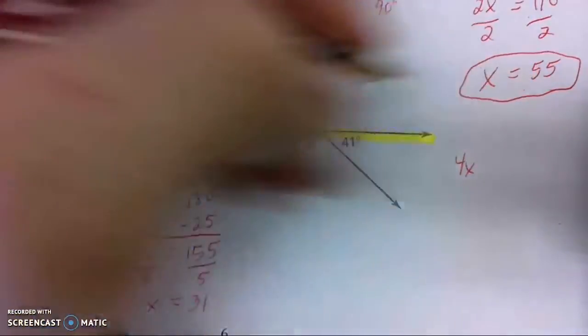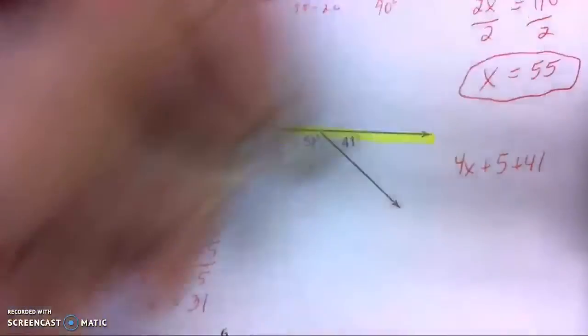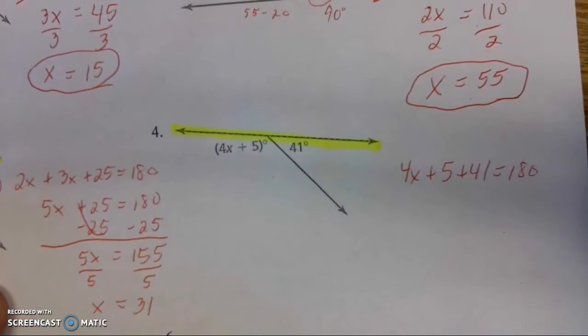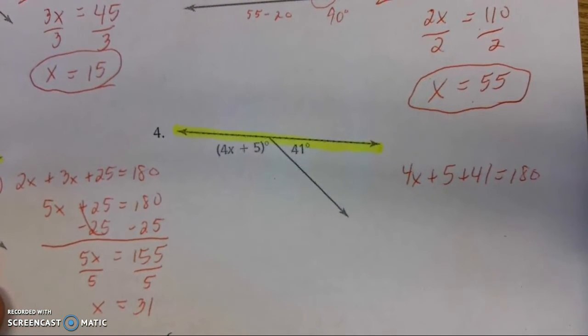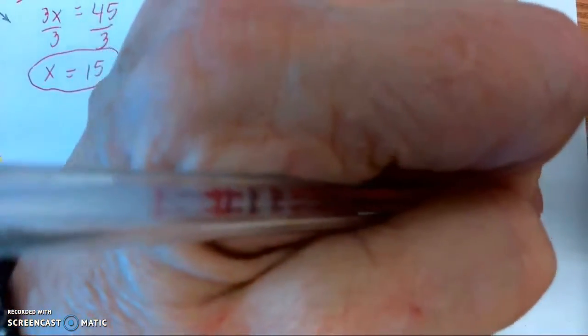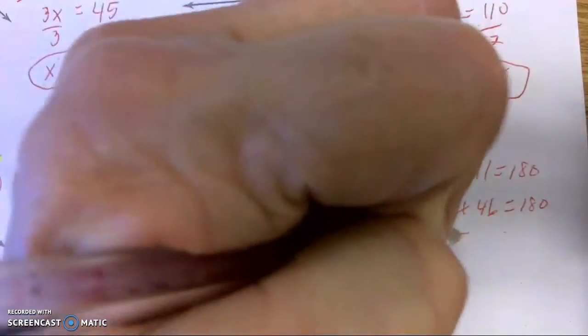4x, which is the measure of that angle, plus 5, plus 41 equals 180. In this case, I don't have any x's to combine, but I do have numbers. So 4x plus 46 equals 180. Solve it just like I solve any two-step. Subtract 46 from both sides.